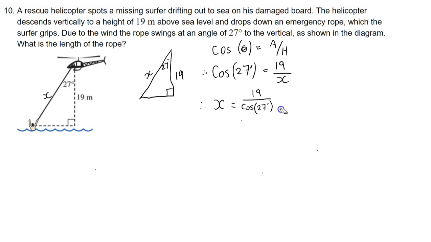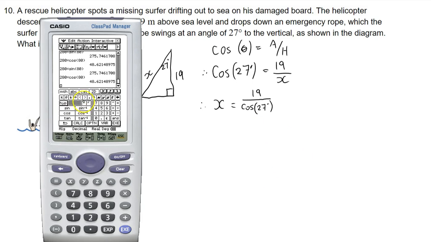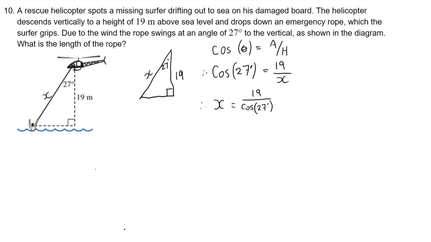Okay, so I've gotten to there without a calculator. Now I need to switch over to my calculator. And I'm going to use a fraction bar if I can find it. There. Okay, so up the top I've got 19, and down the bottom I've got cos of 27. So 21.32.